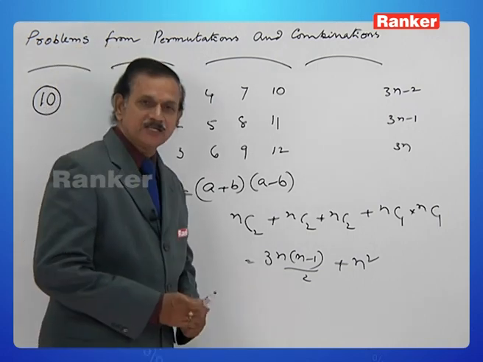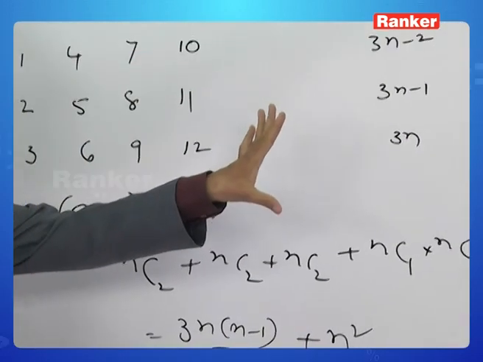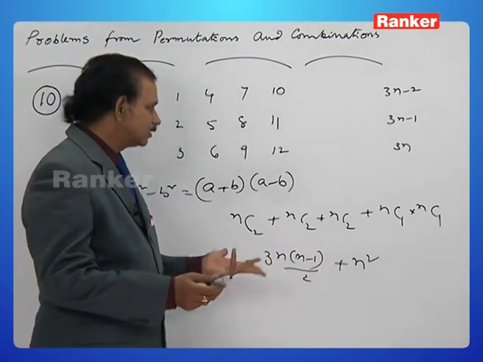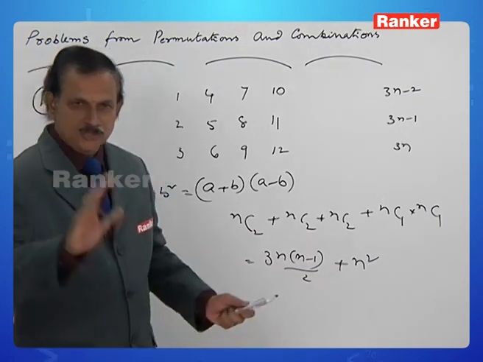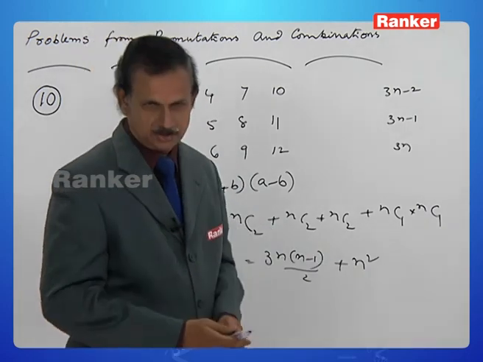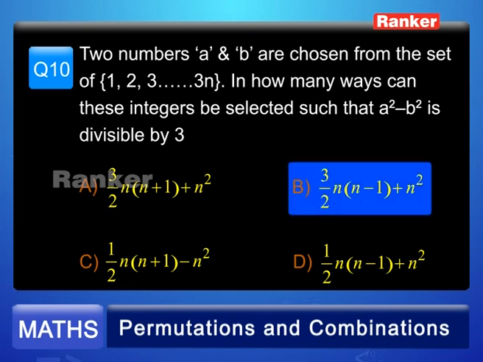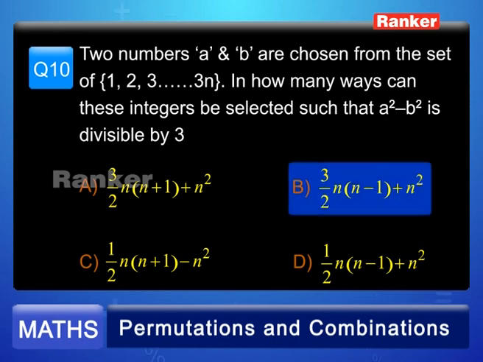Here, the only thing is you have to get the plan of arranging the given set of natural numbers in these 3 rows, and it of course facilitates us to choose the pair of numbers whose sum is divisible by 3 and product is divisible by 3 and both. Yes, so the right answer is option B, that is 3n by 2 into n minus 1 plus n square.